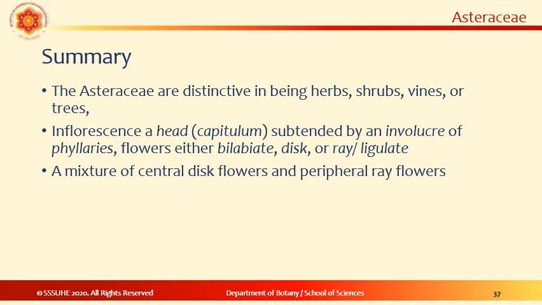In summary, Asteraceae can be herbs, shrubs, vines or trees. The distinct feature is having a head with an involucre, which is the rough structure of phyllaries. The flowers can be bilabiate, having two lips, upper and lower, and they can be ray flowers or disc flowers or a mixture of both.